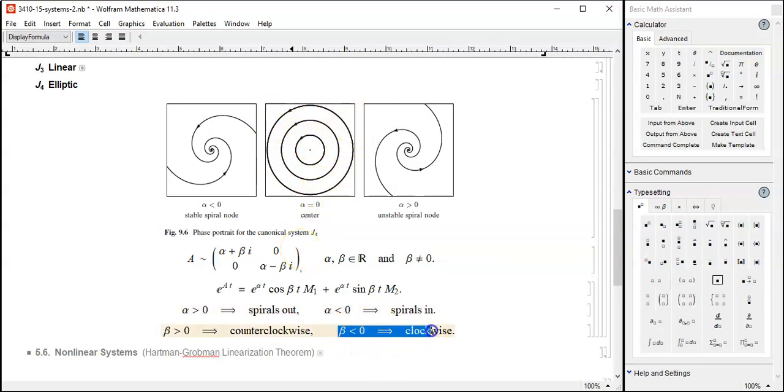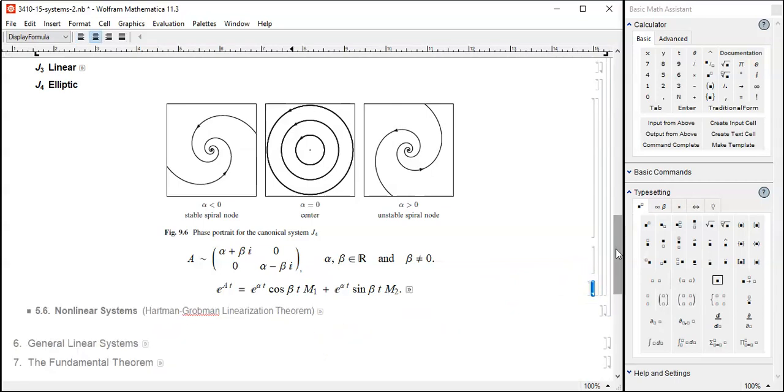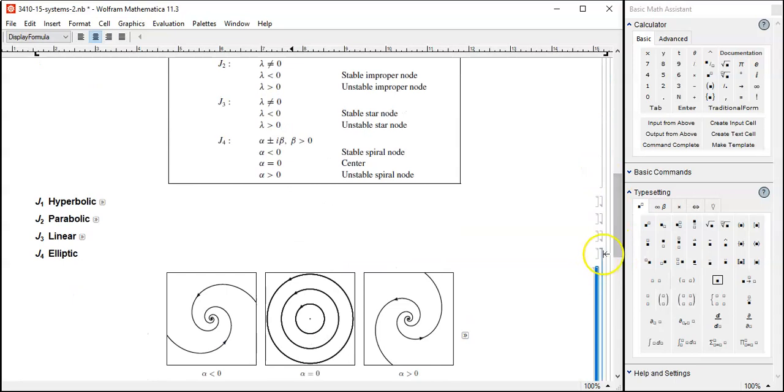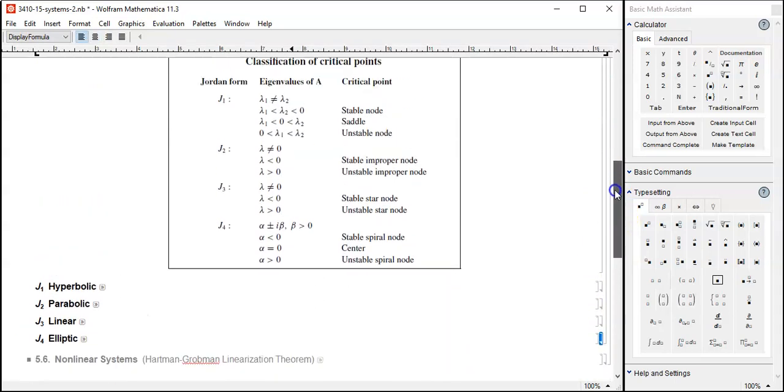And if beta is less than 0, then the angle is going the other way around. So beta is positive, counterclockwise rotation. Beta is negative, clockwise rotation. Alpha is positive, spiral out. Alpha is negative, spiral in. So by those signs, we can completely characterize all those qualitative behaviors.